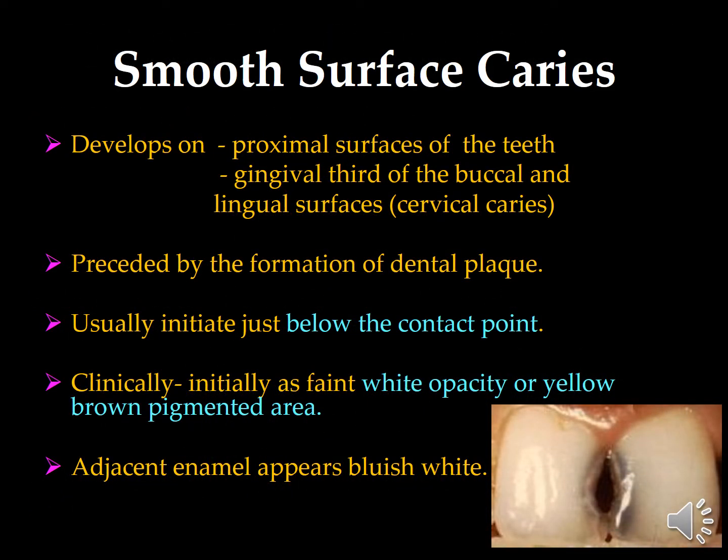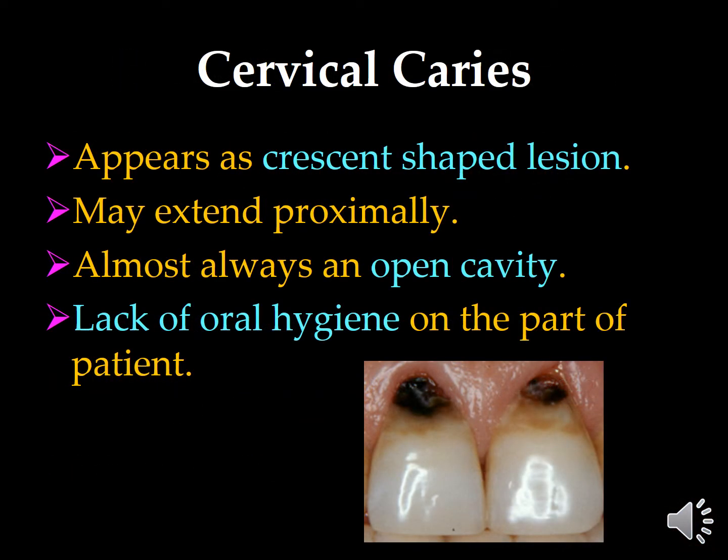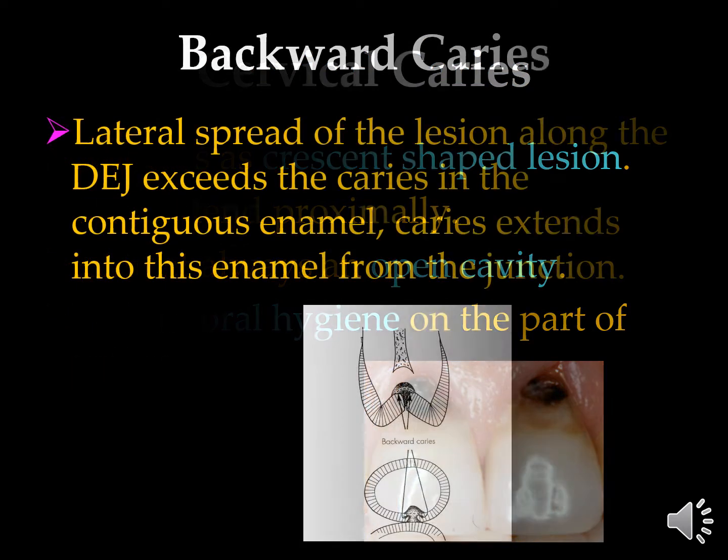Coming to the smooth surface caries. The smooth surface caries develops on the proximal surfaces of the teeth and the gingival third of the buccal and lingual surface. They are caused due to plaque formation in these areas. They occur usually below the contact point, and clinically they appear as white, opaque or yellow-brown pigmented areas. The adjacent enamel appears bluish white. Cervical caries appear as a crescent-shaped lesion on the cervical aspect of the tooth. They may extend proximally. They occur because of poor oral hygiene.